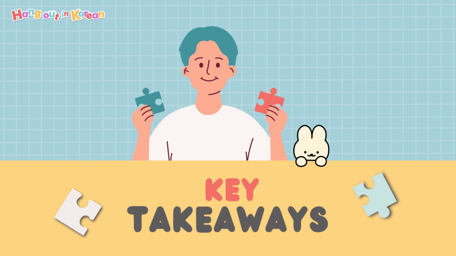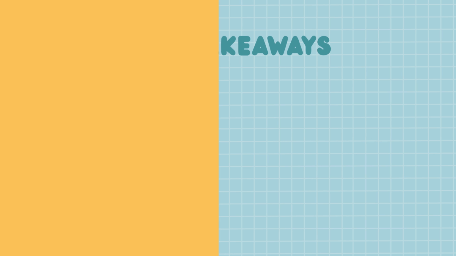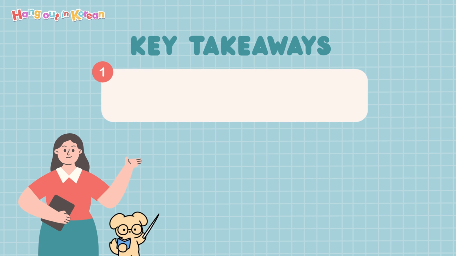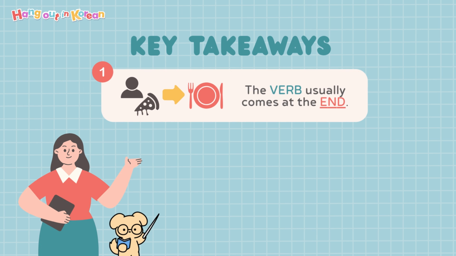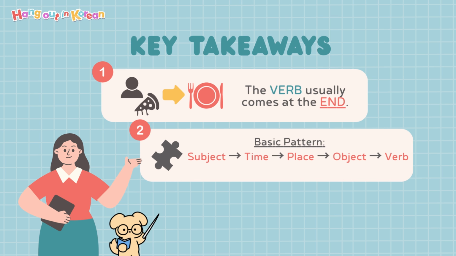Great! Let's finish with today's 3 big ideas. First, Korean usually builds the situation before revealing the action, so the verb normally comes at the end. Second, many beginner sentences follow the same basic pattern: subject, time, place, object, and verb. Not every sentence uses every piece, but this framework gives you a solid foundation.